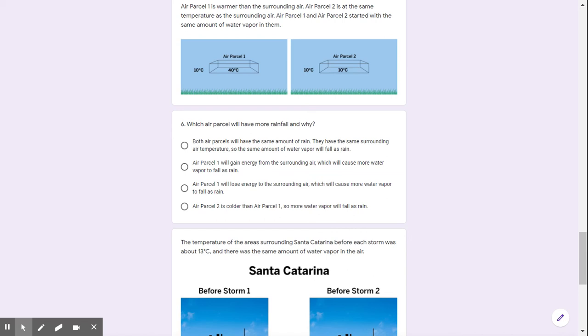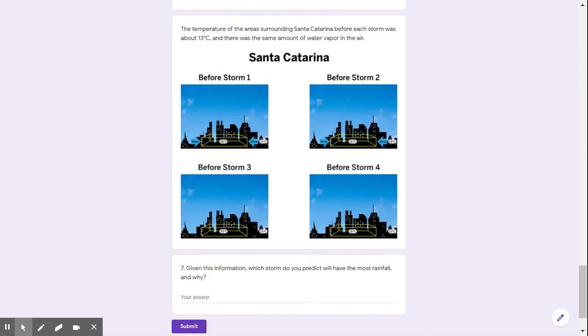Both air parcels will have the same amount of rain. They will have the same surrounding air temperature, so the same amount of water vapor will fall as rain. Air parcel 1 will gain energy from the surrounding air, which will cause more water vapor to fall as rain. Air parcel 1 will lose energy to the surrounding air, which will cause more water vapor to fall as rain. Air parcel 2 is colder than air parcel 1, so more water vapor will fall as rain.